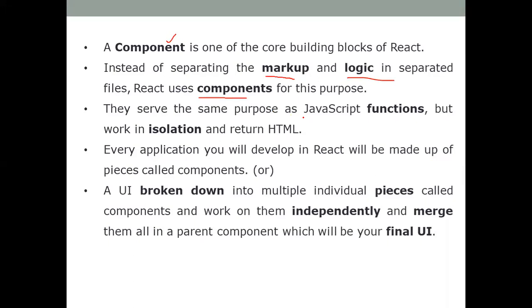But let me talk a little more about the component in React. In JavaScript, we have functions, which we write for a piece of code, right? So what is the difference between writing functions in JavaScript and writing components in React? In React, we work with isolation and it returns the HTML, whereas in JavaScript, we can't work with isolation and we don't need to return the HTML part. And every application you create in React will be made up of pieces of components. Each piece is called a component.